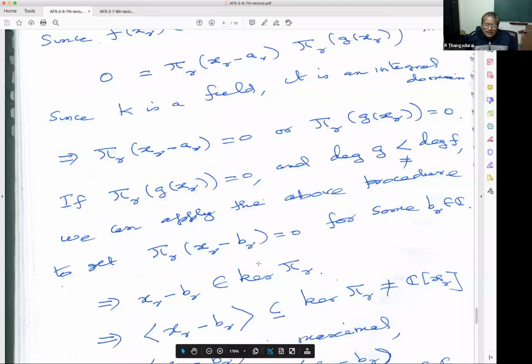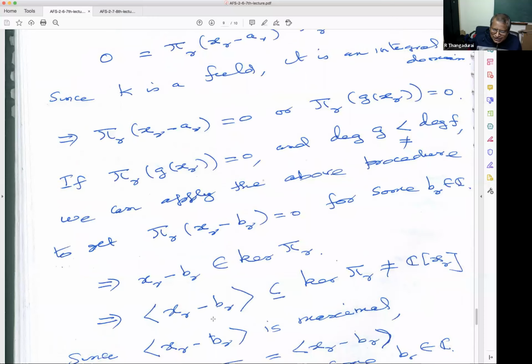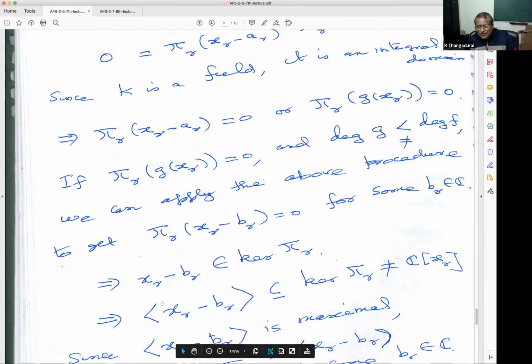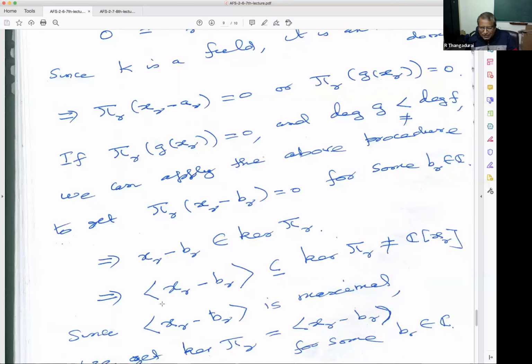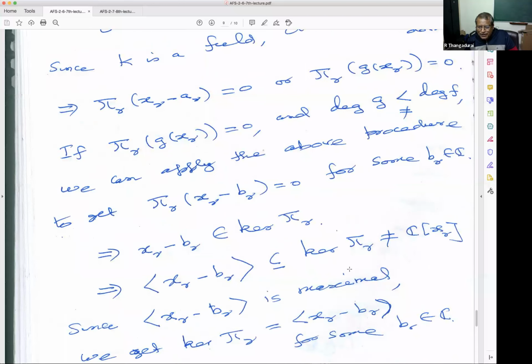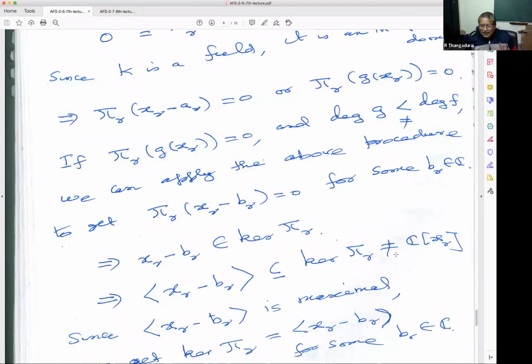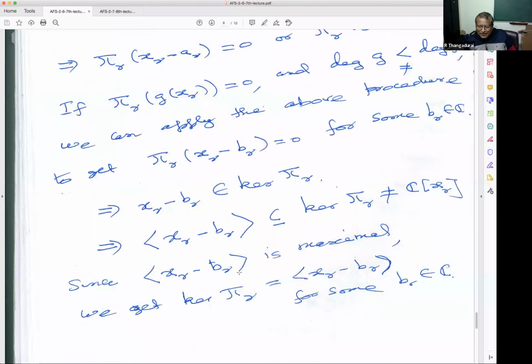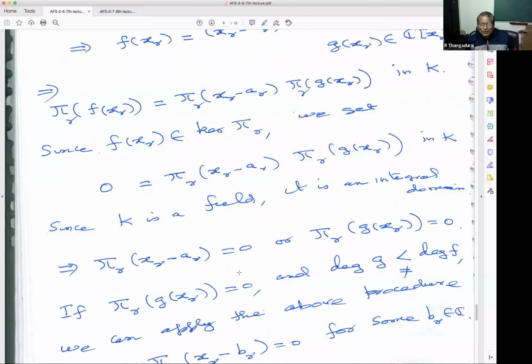Pi r, which is again, I am assuming that is not the whole ring. But by the theorem, an ideal generated by a single linear factor is a maximal ideal. Every maximal ideal in C of XR will look like this. Since it is a maximal ideal, this has to be equal to kernel pi r. So the crucial fact is that kernel pi r should not be the unit ideal. Hence I have written, we have to think about it.